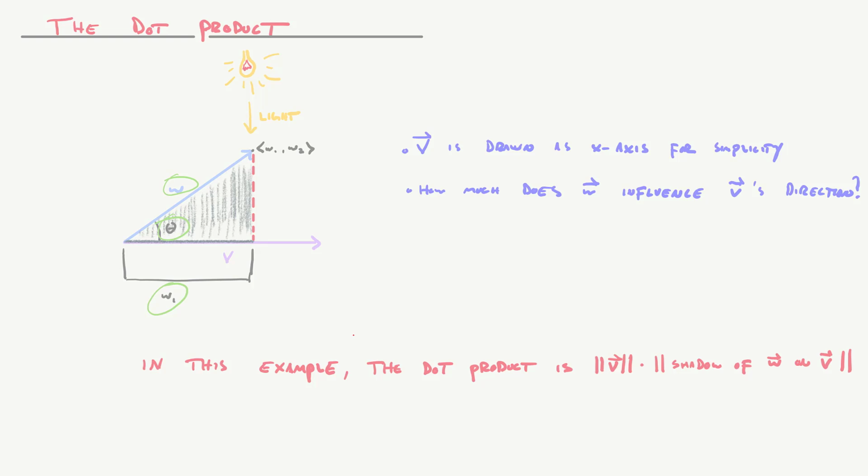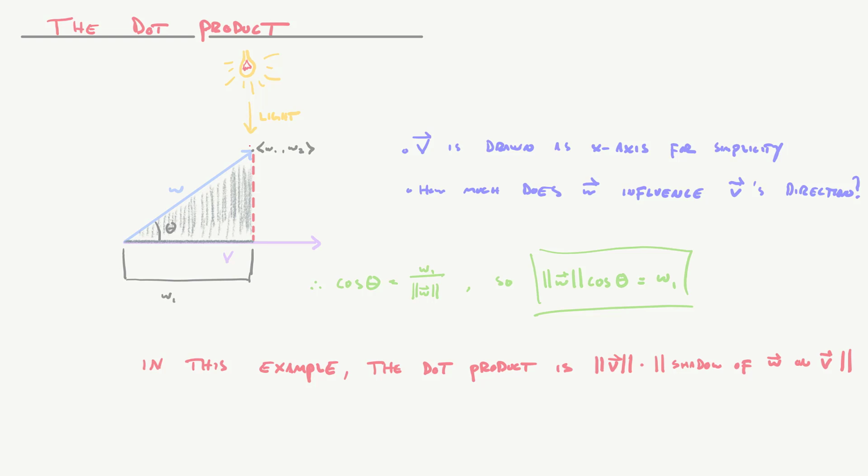So we have theta, a horizontal component, and a hypotenuse of a right triangle. So we can set up a trig ratio. We can say cosine of theta is equal to adjacent over hypotenuse. So we get W1, the horizontal component, over the magnitude of W, right? That's what this length is, the magnitude of W.